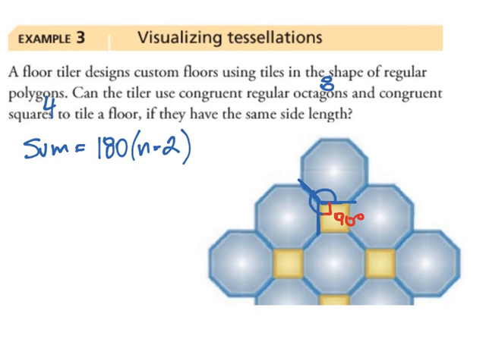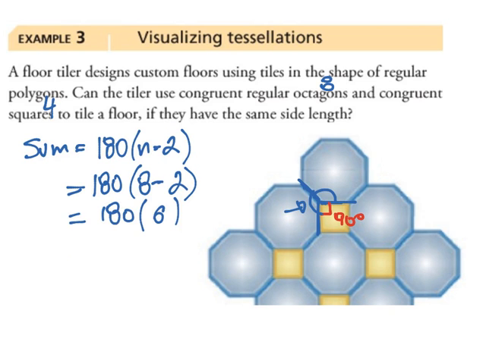So let's plug that in. Now we have an 8-sided figure. We're trying to find this angle here. That's what we're trying to do. We subtract, and we get 180 times 6. So we get 1080. Now this is the sum of all the interior angles in an octagon, but we're looking for only one of them.